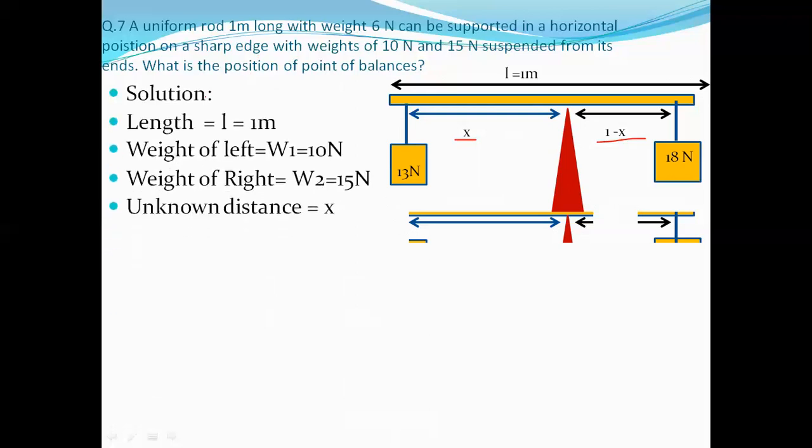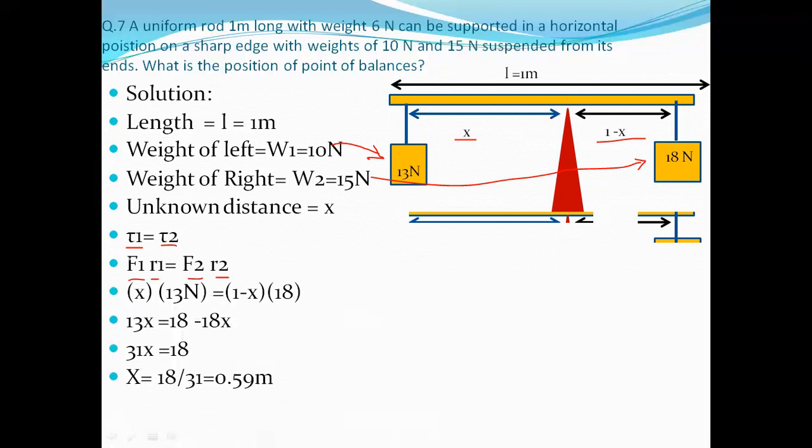Now the solution part. The length is 1 meter, the weight on the left is 10 Newton, which can be converted to 13 Newton. The weight on the right is 15 Newton, which is converted to 18 Newton. So we have to find the unknown distance x. According to the second condition of equilibrium, the clockwise torque must be equal to the anti-clockwise torque, or T1 must be equal to T2. Putting in the formula of T1 and T2, we get F1 R1 is equal to F2 R2.